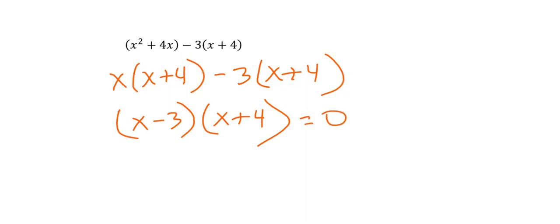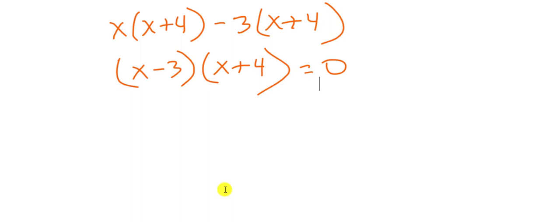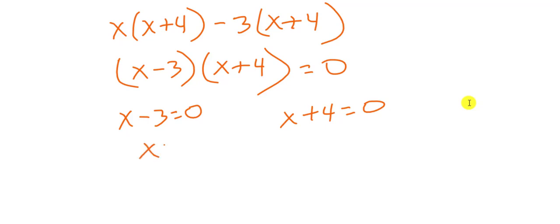Now, I know that this has to equal 0 because I'm using the zero product property to solve these. So x minus 3 equals 0. x plus 4 equals 0. So what will make this equal 0? Obviously, 3. But we can go ahead and just write it in here. And x equals negative 4. So there you have it, your two solutions.